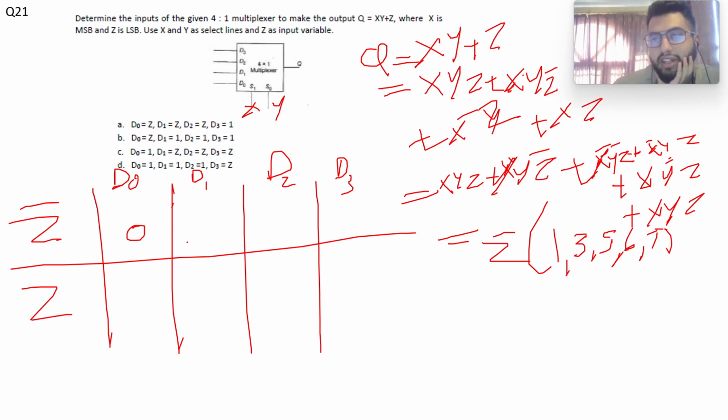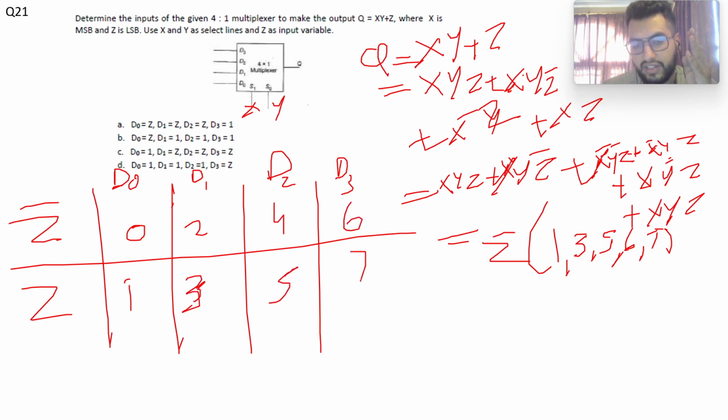So in the previous implementation, what were we doing? F of ABC, or let's say f of xyz. B and C were your select lines, and A, which was your MSB, was the input variable. So that time this was 1. But since it is z, it is your LSB. So here 1 will come here, and then 2 here, 3 here, 4 here, 5 here, 6 here, 7 here. Right? And now the procedure is the same.